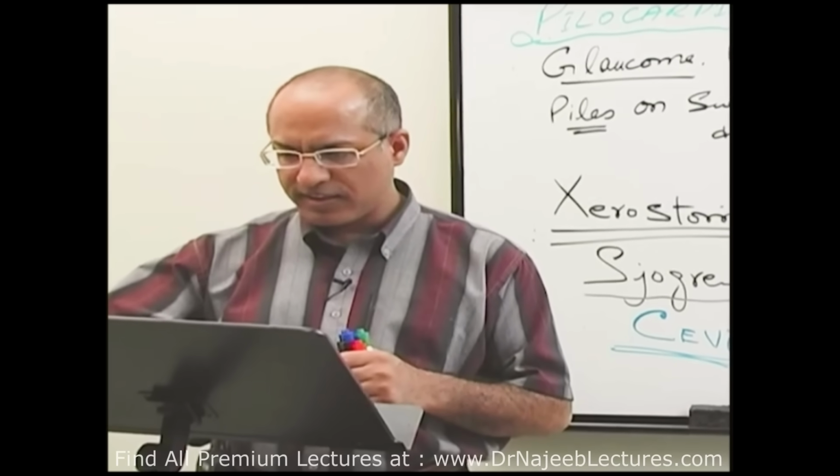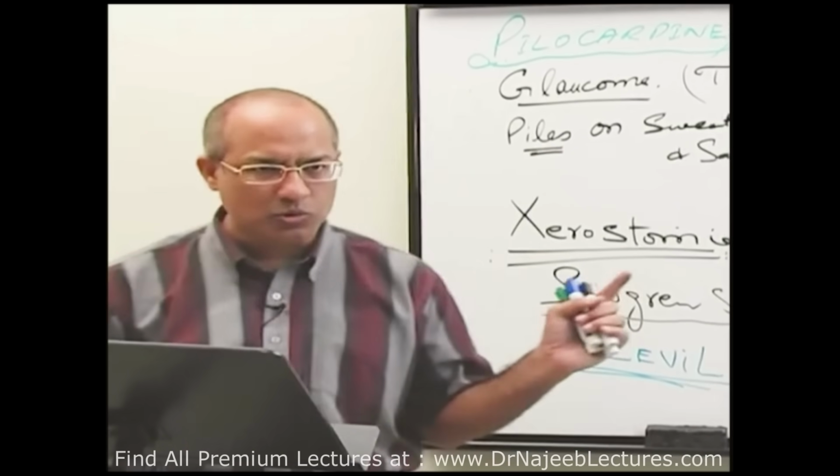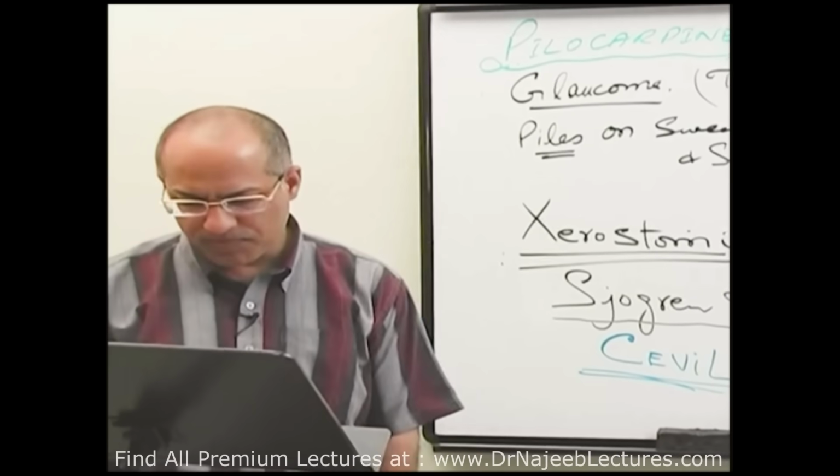Is that right? So pilocarpine is an alkaloid derived from a plant having strong muscarinic action, right? Whatever the muscarinic actions can be produced by pilocarpine if it is given systemically. Usually we don't use pilocarpine systemically. Major uses are two. Number one in glaucoma and number two in xerostomia. And any other question you have?